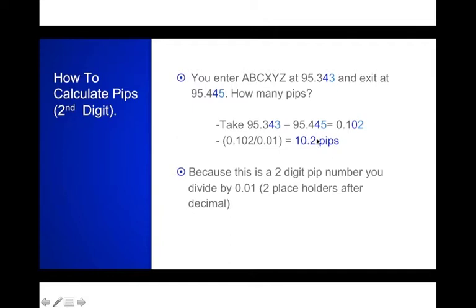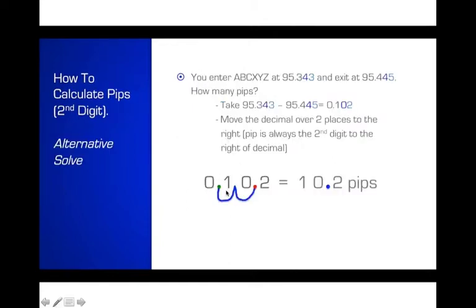So this 2 is irrelevant. If you do that again, take it 1, 2, you can see it's 10.2 pips. So you just made 10.2 pips out of this trade.